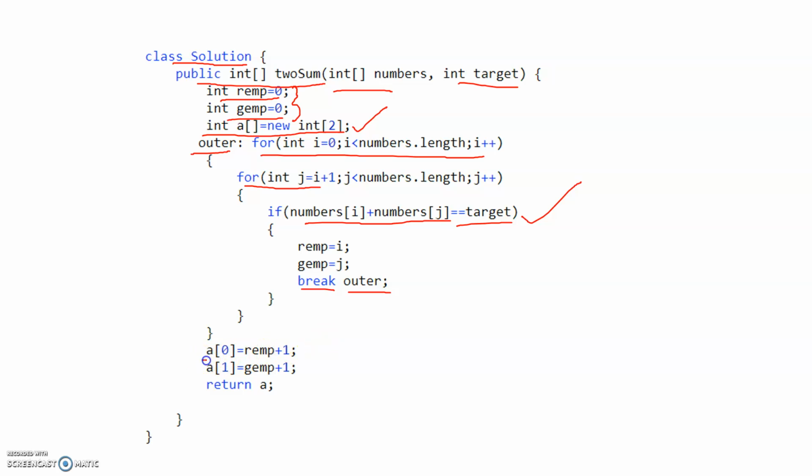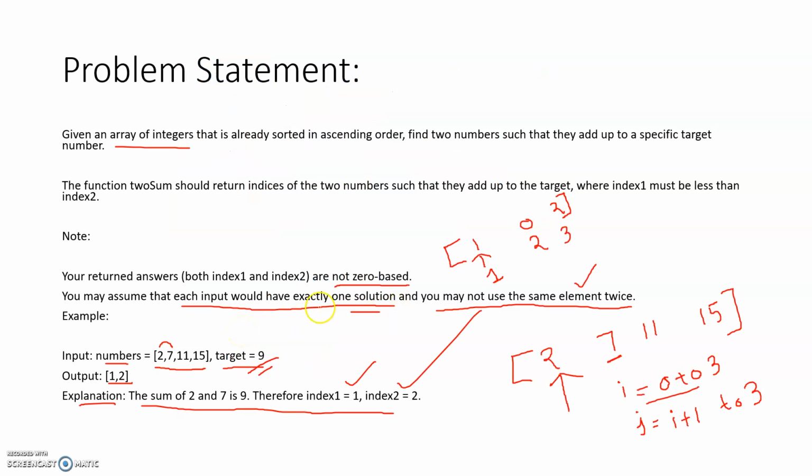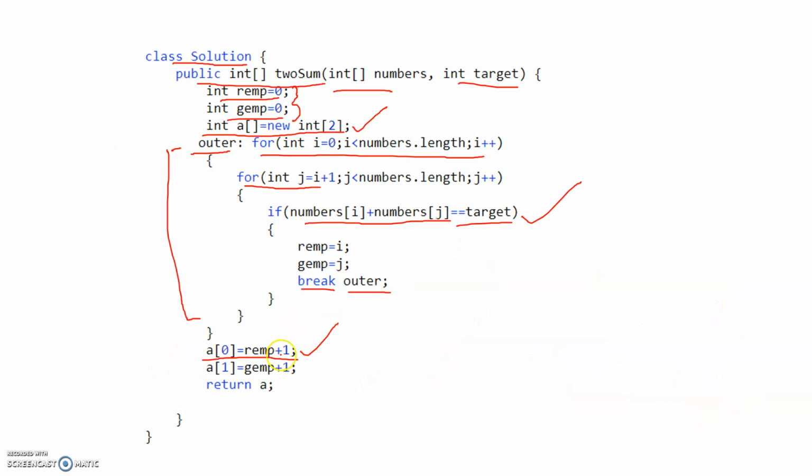Then a of 0 is equal to rem plus 1. Why plus 1? Because this part executes based on a 0-based array, but in the question it is given that our answer should not be 0-based. That means the first index corresponds to 1. So we add plus 1. Okay, so a of 0 is rem plus 1, a of 1 is jem plus 1, return a.